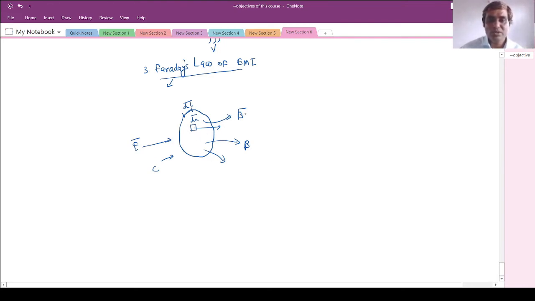Okay. So B bar is the magnetic flux density, and from that I can find the total flux. The total flux can be found by integrating this B bar over the area.